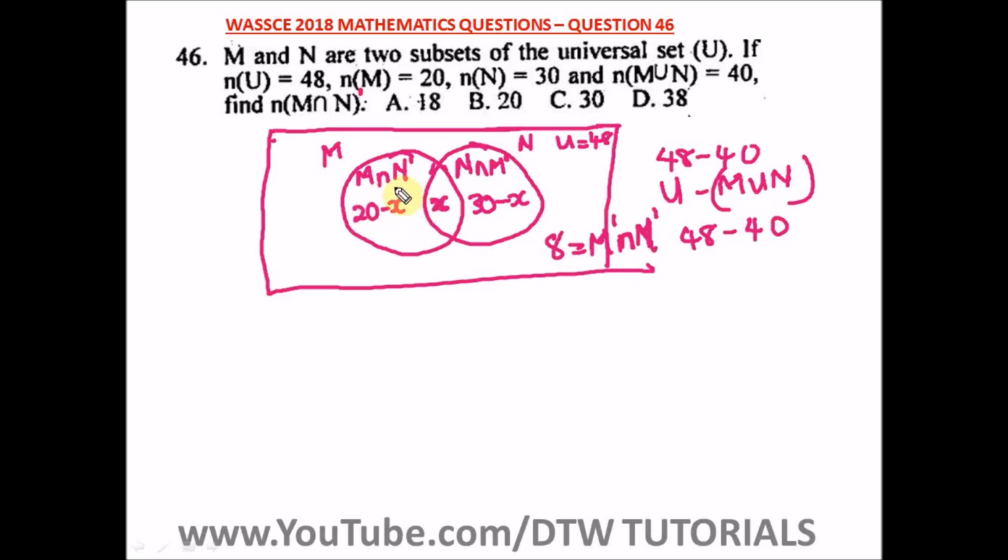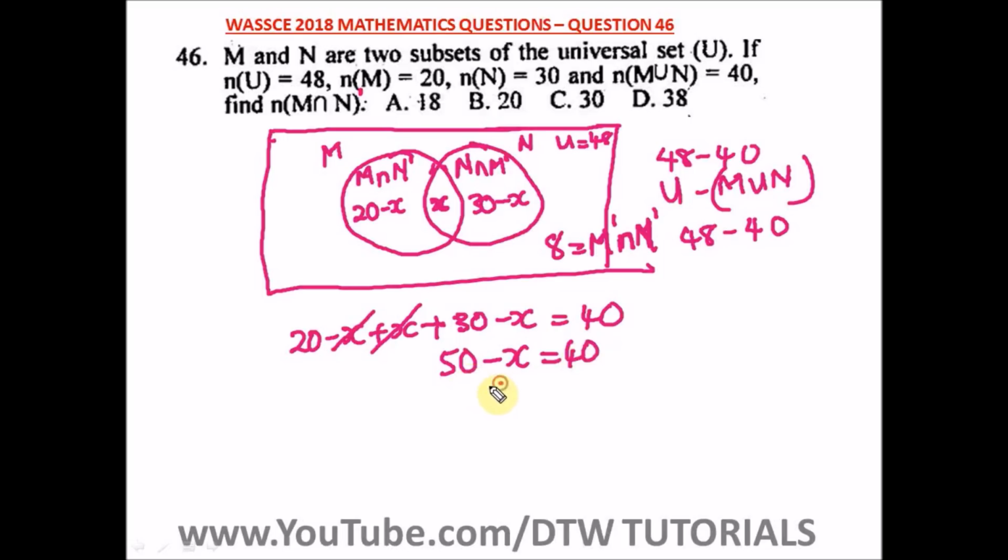So from here, for us to find this, we first of all need to get our value of X. And to get our value of X, our question has told us that M union N is equal to 40. That's the addition of 20 minus X plus 30 minus X, this whole thing is equal to 40. That's M union N. So from here, minus X will cancel plus X, so we're left with 20 plus 30, which will give us 50.